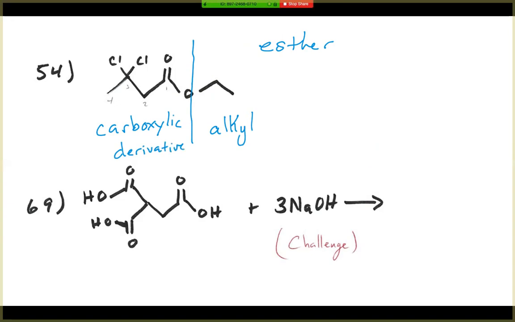Right, derivative just means piece of, right? So it used to be a carboxylic acid, so I'm going to call it the carboxylate derivative, that's fine. But as long as we know where it's coming from, it's the side that comes from the carboxylic acid.